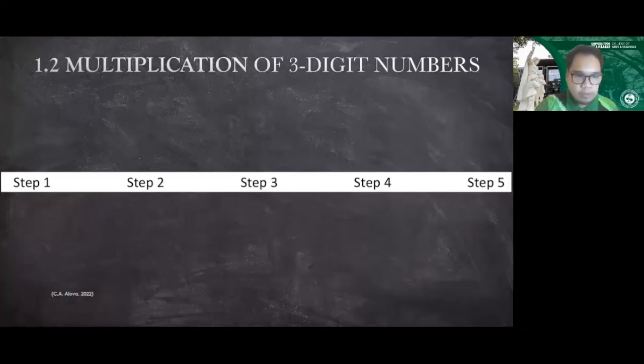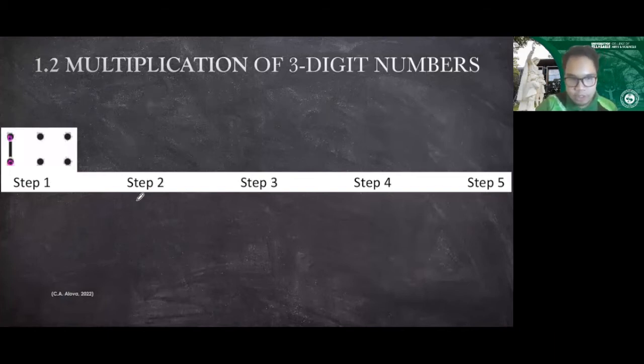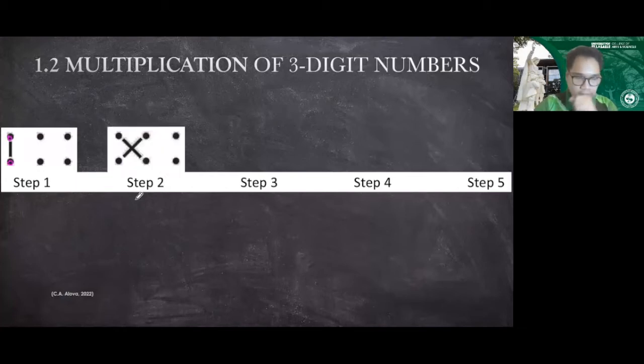So let's see. The first step will be vertical multiplication. We're going to multiply the hundreds place by the hundreds place. That's going to be our first digit on the left side. And then crosswise multiplication starts here. We multiply the hundreds place of the first number by the tens place of the second number, add that to the product of the tens place of the first number and the hundreds place of the second number. That's going to be our second solution.